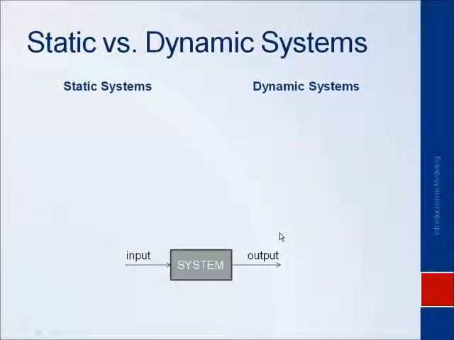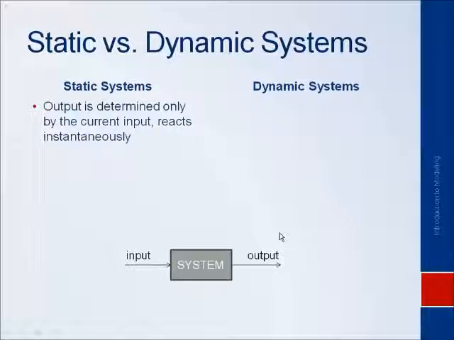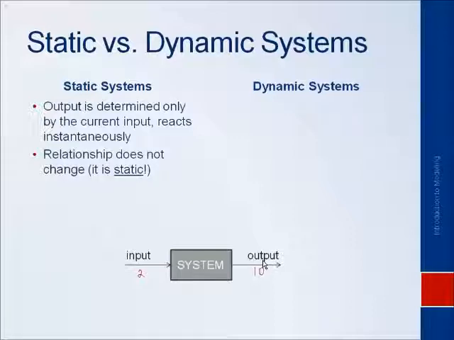Another thing that we're going to introduce is the difference between a static system and a dynamic system. This goes along again with models of different levels of complexity. In a static system, the output is determined only by the current input and it reacts instantaneously. For example, if this is our system and I give it an input of 2, the output will change to 10 instantaneously, and whenever I put a 2 into the system, I will always get a 10 out. So the relationship between the input and the output does not change. It's static. Every time I put in a 2, I always get out a 10.